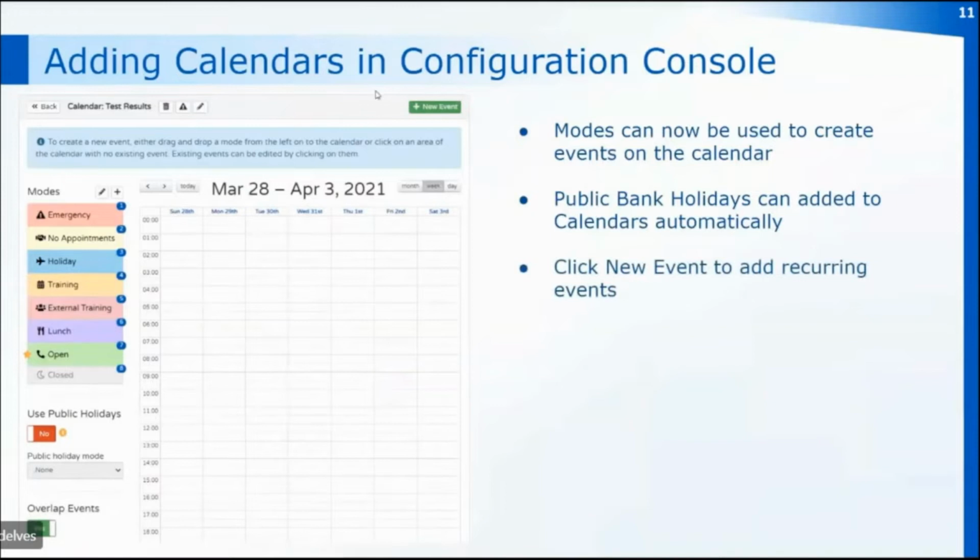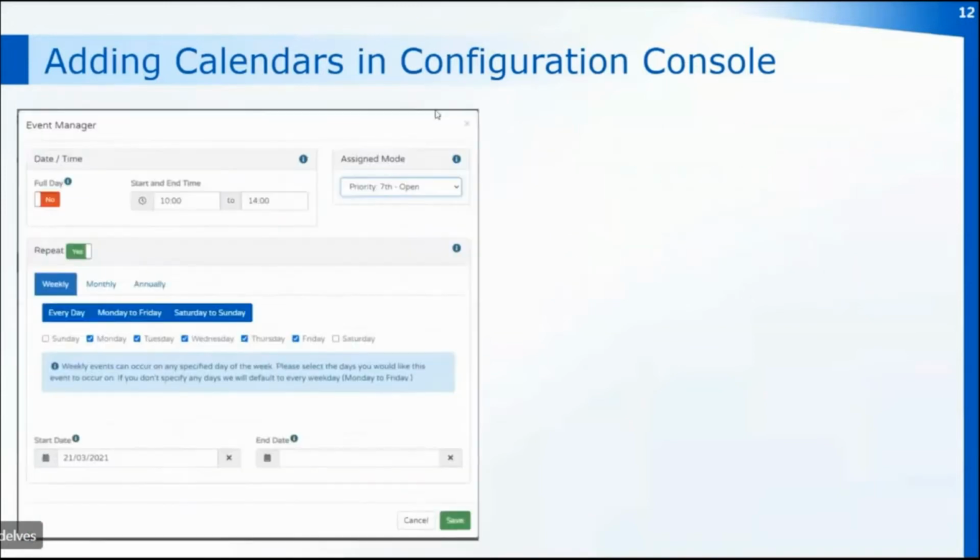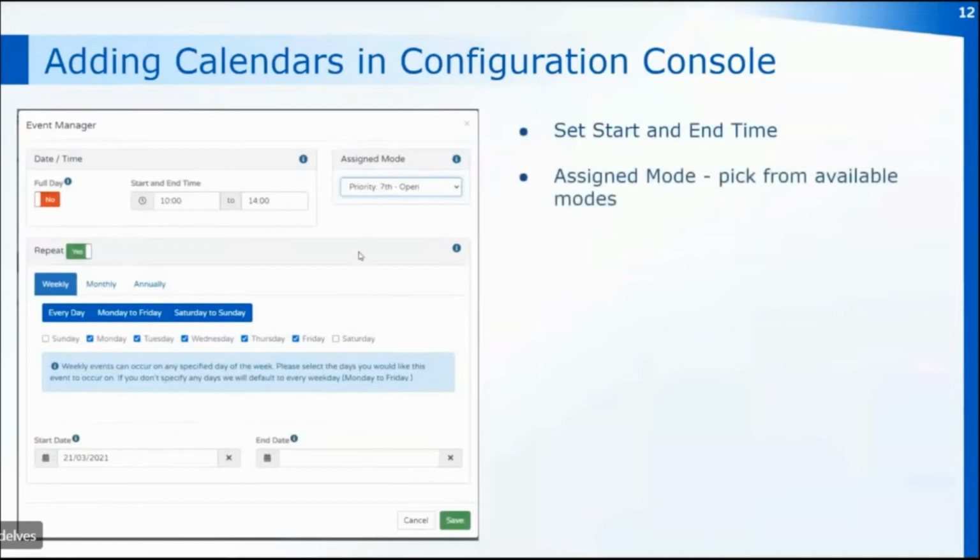If I click on new event, I can then add recurring events. So I could add in my opening times. So when I click on new event, that will then take me into the event manager options, where I can then set the opening times for my line. I can assign the mode, so that's going to be open. I can then also set the repetition and also the frequency of when this line is open. So I want this one to repeat. I want it to repeat every week, and I want it to be on Monday to Friday. So I'm doing Monday to Fridays and closing at the weekends.